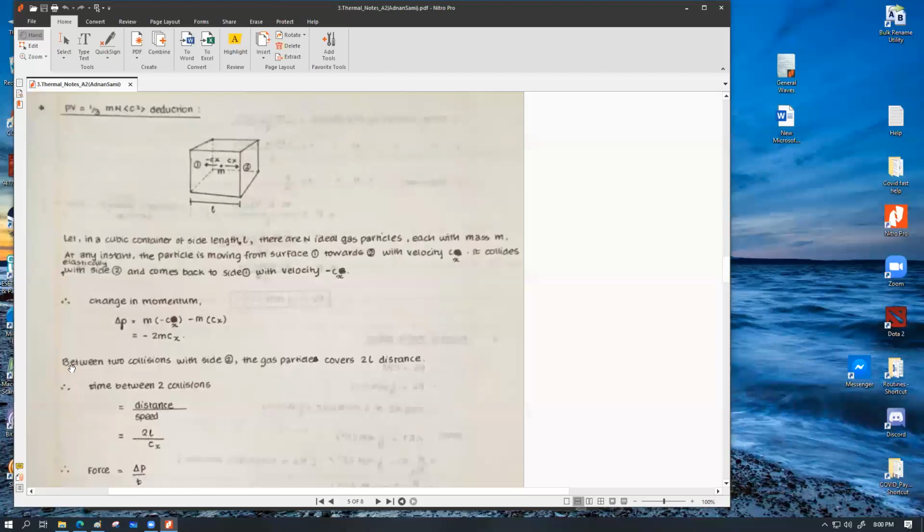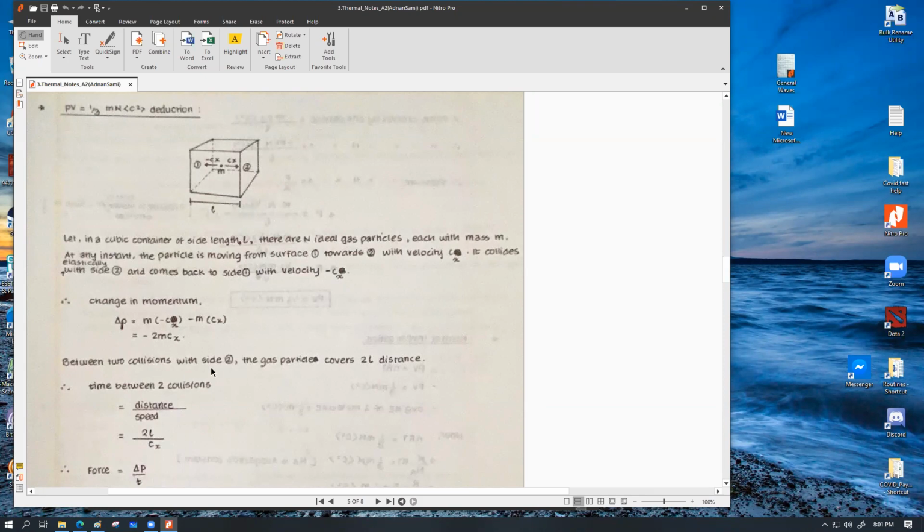Now have a read of this phrase. Between two collisions with side 2, the gas particle covers 2L distance. Between two collisions with side 2 means what? If the particle starts from here, let's say the particle goes up over here and eventually comes back. So by covering a total distance of 2L, it's going to collide with surface 2 once, or with surface 1 once. We are assuming the length is one part and the collision happens afterwards.